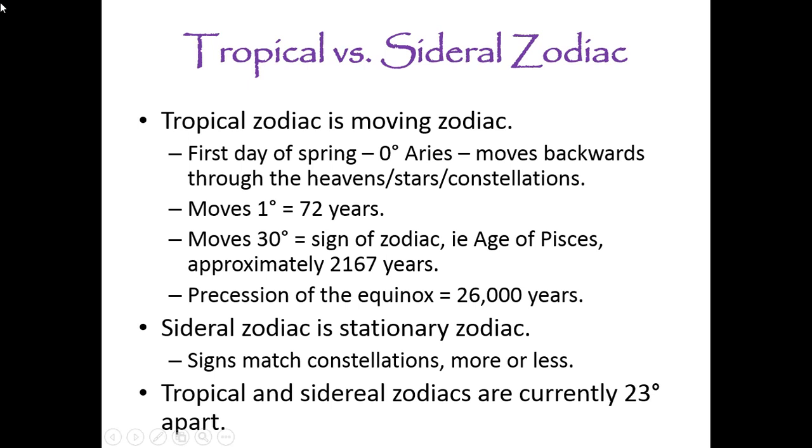I think it moves 50 minutes of arc each year. And so in 72 years, that equals 1 degree. And so it reverses 1 degree along the zodiac, or excuse me, along the ecliptic. And if you move 30 degrees, you get more or less the sign of the zodiac. That's where we come up with the great ages, the age of Pisces transitioning into the age of Aquarius. Each of those ages are approximately 2100, 2200 years.